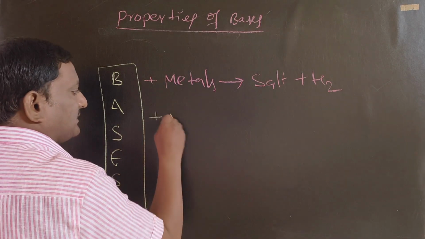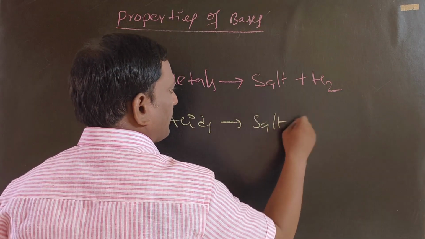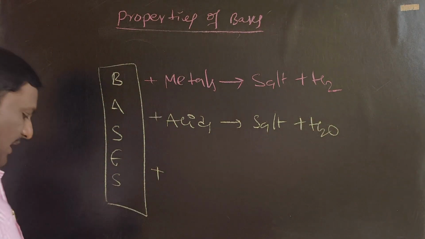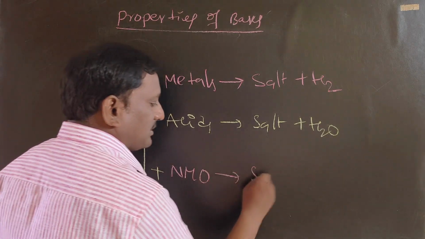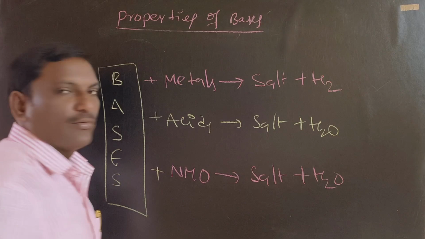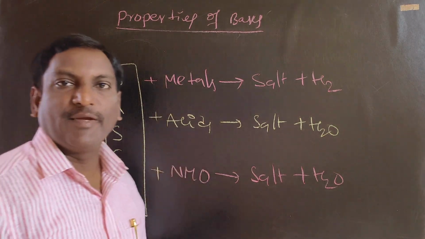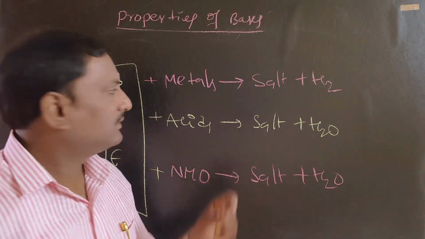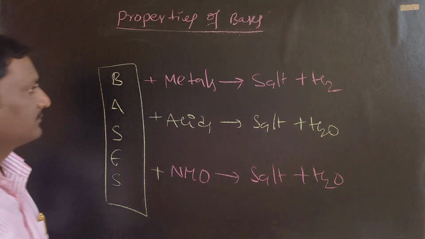Bases react with acids, giving salt plus water. Bases react with non-metal oxides, giving salt plus water. Please make a note of it. This is the flow chart regarding the chemical properties of bases. So now let us discuss these chemical properties in detail one by one.